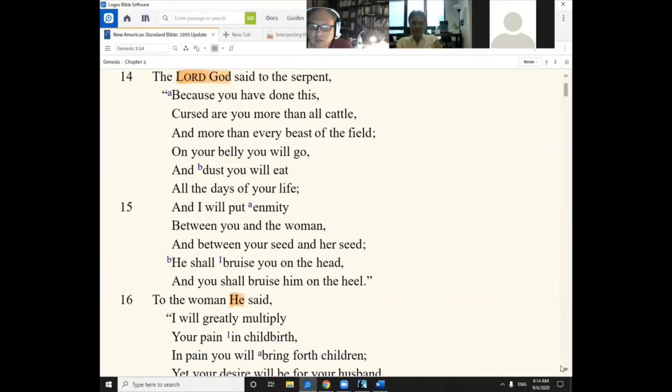Stacy, do you want to read? The Lord God said to the serpent, "Because you have done this, cursed are you more than all cattle, and more than every beast of the field. On your belly you will go, and dust you will eat all the days of your life. And I will put enmity between you and the woman, and between your seed and her seed. He shall bruise you on the head, and you shall bruise him on the heel." So the serpent is cursed, and there's a conflict, and this is talking about how the serpent will be defeated.